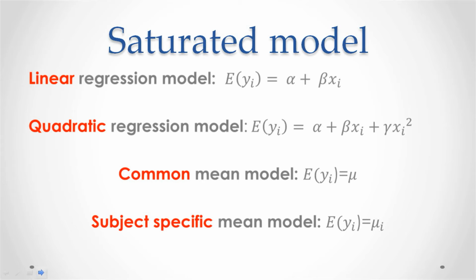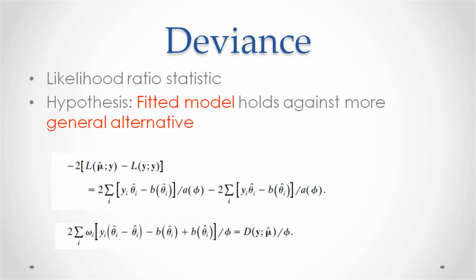The deviance, as noted on the first slide, is essentially a likelihood ratio statistic. Now, if I am talking about a likelihood ratio statistic, I must have some hypothesis in mind. The hypothesis here is that the fitted model holds against a more general alternative. So this more general alternative corresponds to the saturated model.